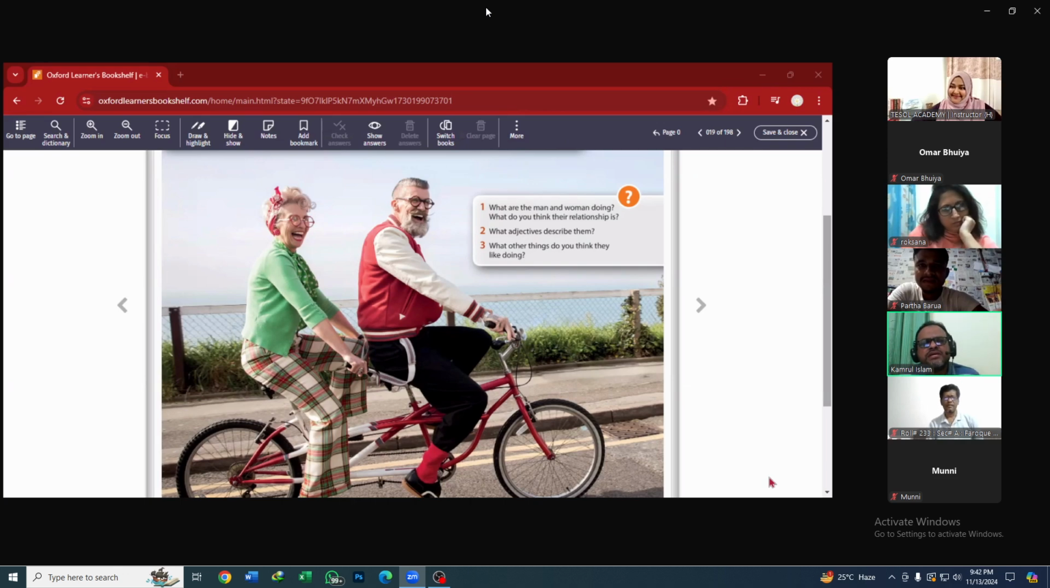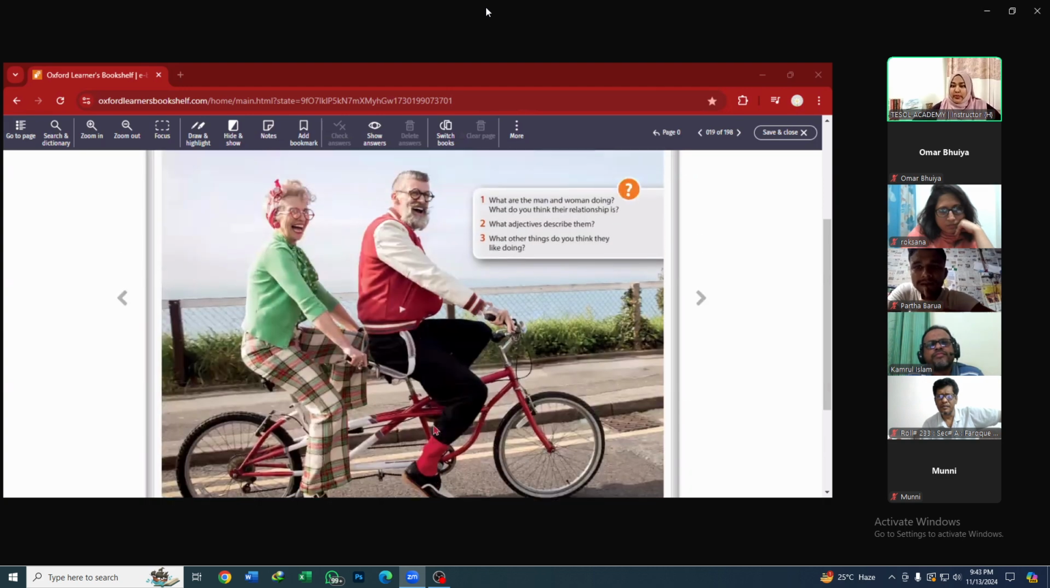I think they are riding a bicycle. Right, they are riding a bicycle. But this bicycle is a bit different. Usually the regular bicycles that we see are for one person, right? But this bicycle specifically is for two people. There are two seats and two pairs of pedals. See, they are both pedaling.